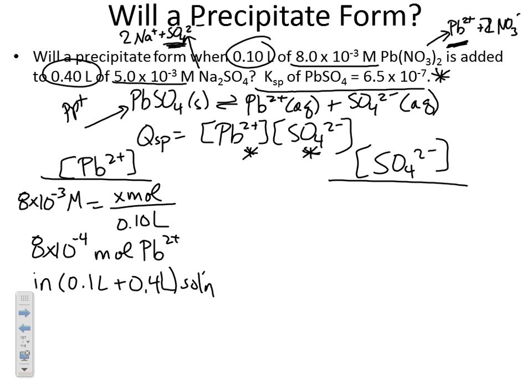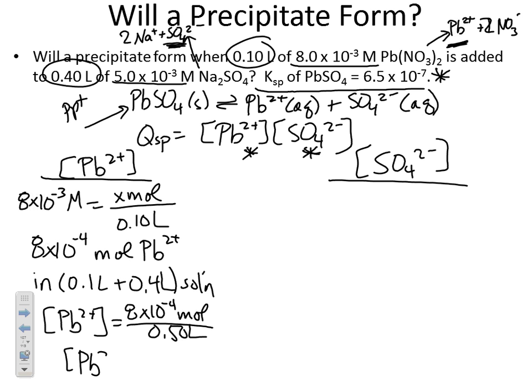So I'm going to then divide in order to get the concentration of lead in the final beaker. I'm going to take my number of moles, divide by the 0.5 liters, and I get a concentration of lead that is 1.6 times 10 to the minus third molar. That's the value that I would then use in my Q expression, because that would be the actual concentration of the lead in the beaker as soon as I combine these 2 things.